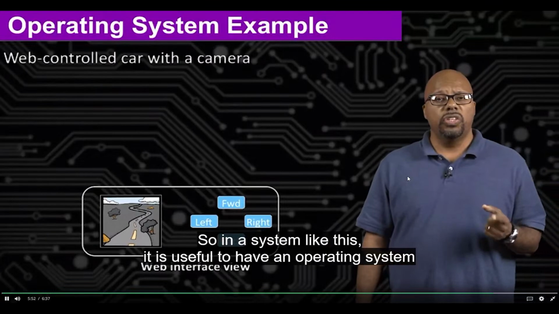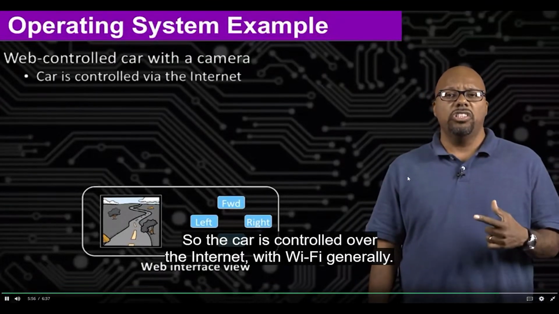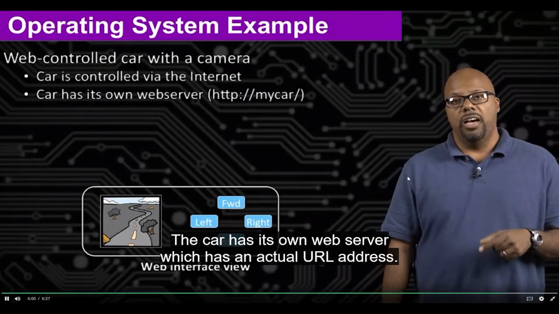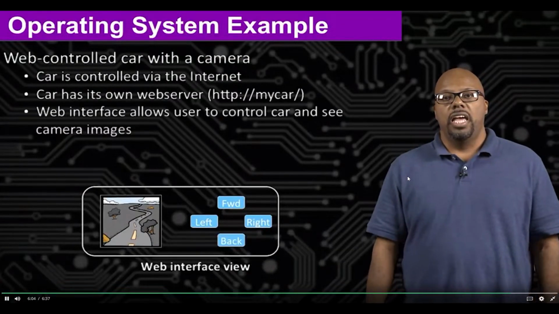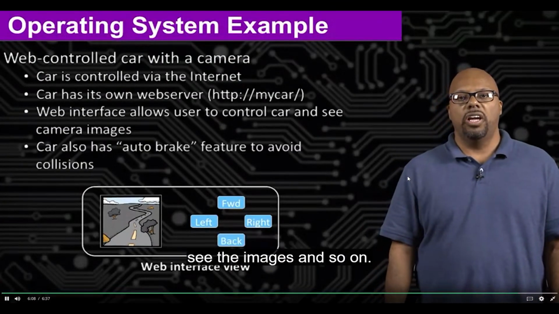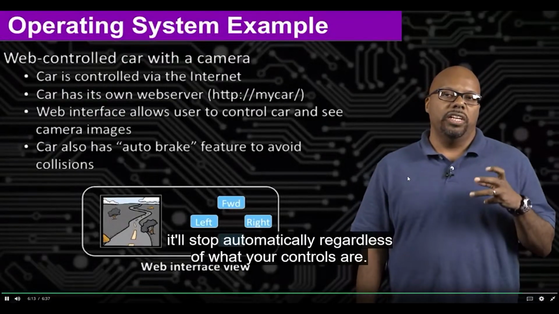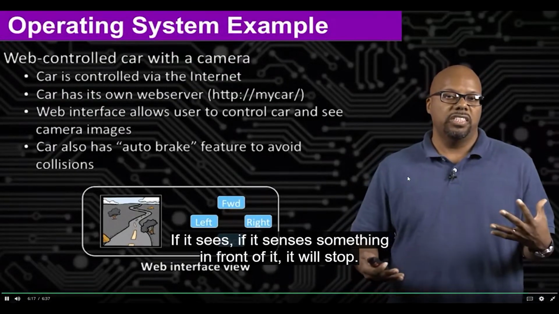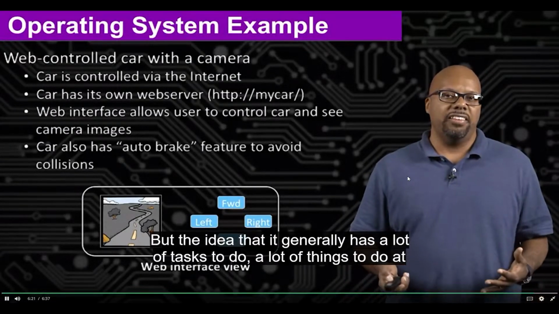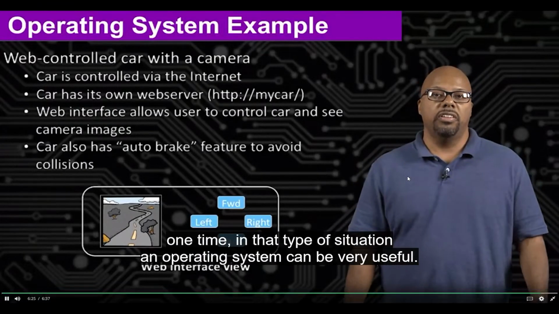In a system like this, it's useful to have an operating system because there are so many things going on at one time. The car's controlled over the internet, generally Wi-Fi. The car has its own web server, which has a URL address, and the web interface allows you to control the car and see the images and so on. It also has an auto brake feature to avoid collisions, so it'll stop automatically regardless of what your controls are, if it senses something in front of it. But the idea is that it has a lot of things to do at one time, and in that type of situation, an operating system can be very useful.